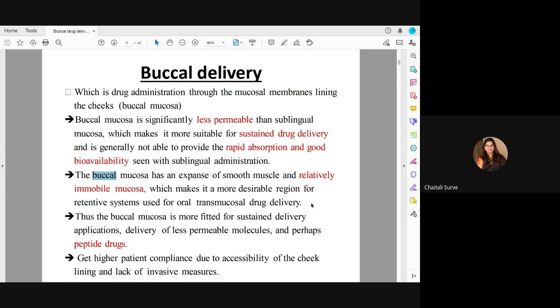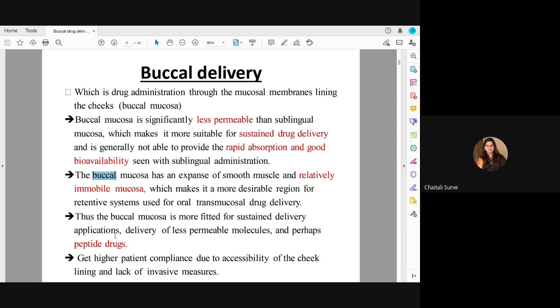Sublingual route is under your tongue, so there are chances that because of the movement of the tongue, your dosage form might get dislodged. So it is not that it is a kind of a mobile mucosa that you're talking about when you talk about sublingual route, but buccal mucosa is comparatively immobile mucosa.